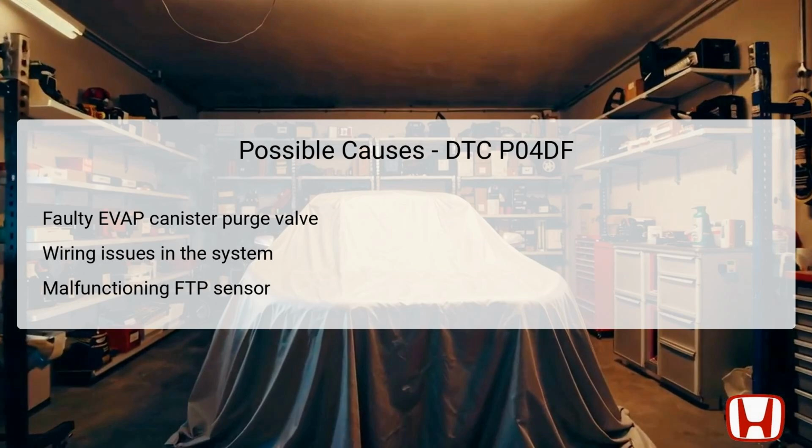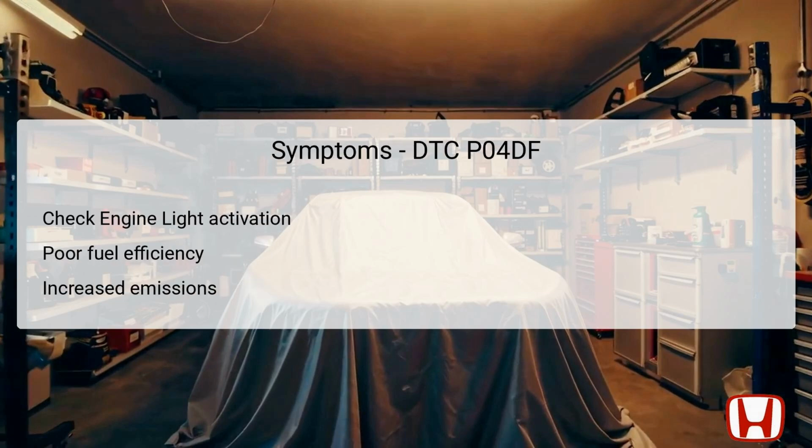Another possible cause is wiring issues, such as poor connections or damaged wires connecting the sensors and valves, which can disrupt communication between the components and the powertrain control module, PCM. Additionally, a malfunctioning FTP sensor itself may provide erroneous data regarding the vapor pressure within the fuel tank, ultimately affecting the entire operation of the EVAP system. Each of these factors should be investigated thoroughly during troubleshooting to identify the root cause of the high purge flow issue.